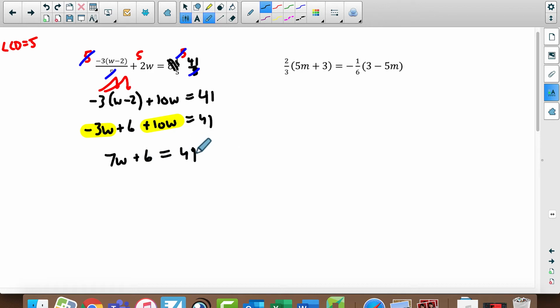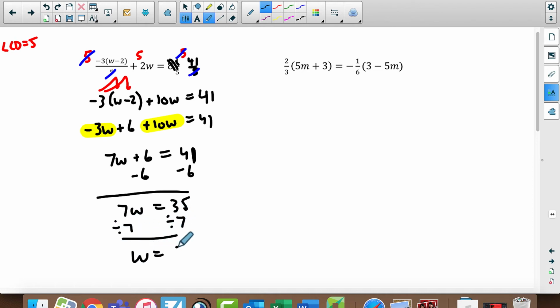Do we have variables on both sides of the equation? No, we don't. So we got to get this w by itself. Why don't we subtract 6 from both sides? 7w equals, that's an ugly 41, but it's 41 minus 6, which is 35. And finally we divide by 7, and we get that w equals 5.